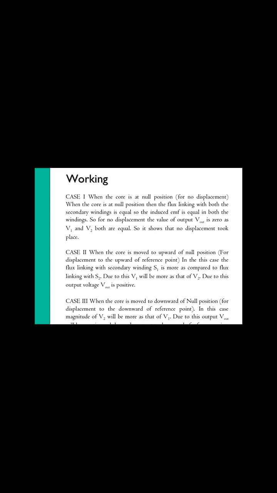When the core is moved upward from the null position, the flux linking the secondary winding is more compared to the flux linked to the other winding. Due to this, V1 will be more than V2. Due to this, the output voltage is positive. In case 3, when the core is moving downward from the null position, that is downward from the reference point, the magnitude of V2 will be more than that of V1. Due to that, this output V out is negative.